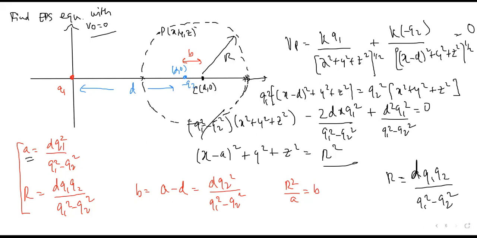Thank you. So this is an important result to remember. R squared by a is equal to b, where b is the distance between the center of the equipotential surface and the charge particle. ये एक important result है, याद रखने का.